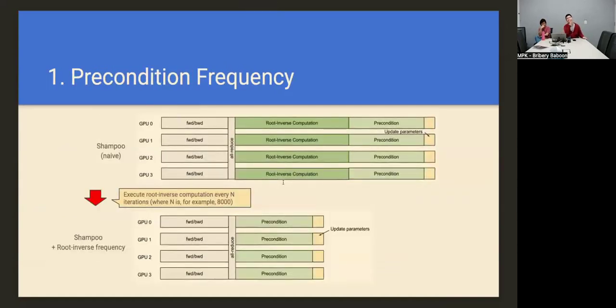To optimize this, there are, roughly speaking, two high-level optimizations. The one is precondition frequency. We cannot really do this root inverse computation, which is like 100 times slower than forward backward. We do it every, let's say, X iterations, where X is like 8,000 or 10,000. During those X iterations, we will use stale values for root inverse computation. So it will lower the model quality, but this is necessary to make it scale. Otherwise, we cannot really do this Shampoo.